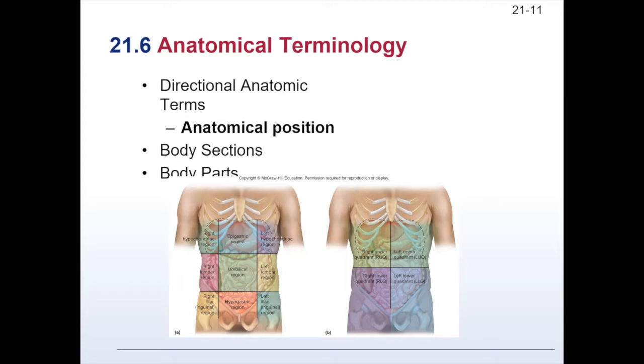Body sections and body parts. Body sections include the sagittal plane, which divides the body into left and right portions, and the mid-sagittal plane, which divides the body into equal left and right halves. The transverse plane divides the body into superior and inferior portions. A frontal or coronal plane divides the body into anterior and posterior portions.